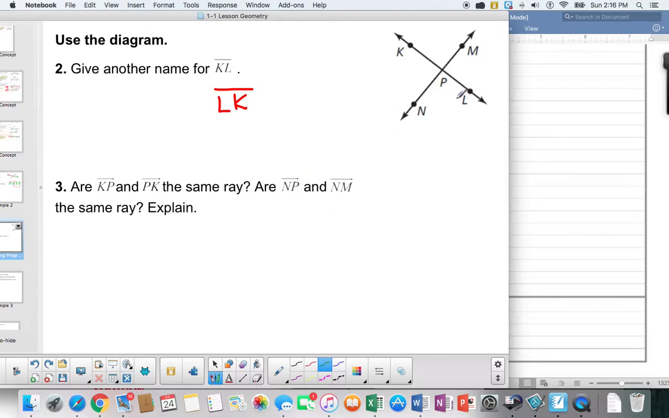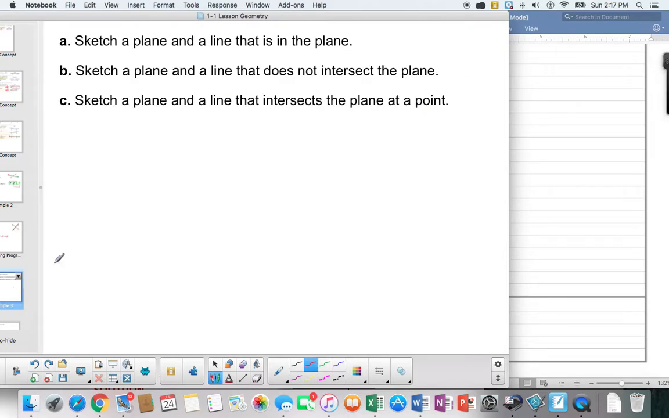Ray NP, so start at N and go in the P direction. Change color, start at N and go in the M direction. Are they the same ray? And the answer is yes. They have the same starting point and they're going in the same direction. And that's the end of lesson 1.1.